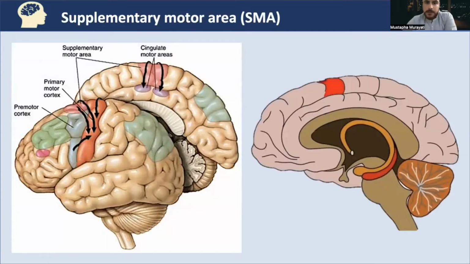Now we will talk about the supplementary motor area, the SMA region. It's mainly represented on the medial surface, just anterior to the paracentral lobule. So here's the paracentral lobule. Just anterior to it is the supplementary motor area.